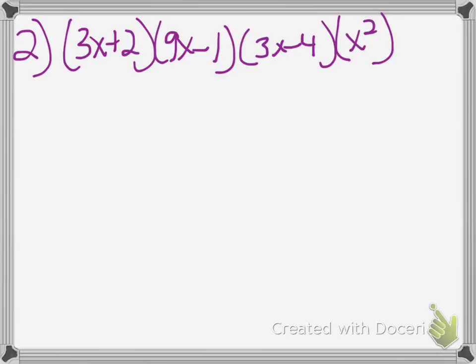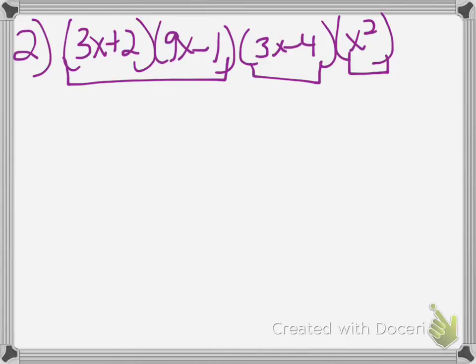Okay, this is my suggestion. You can go about this any way you want to, but my recommendation is to multiply these two binomials together, then take that answer and multiply by that binomial, then take that answer and multiply it by that x squared. I try to get rid of my binomials first.